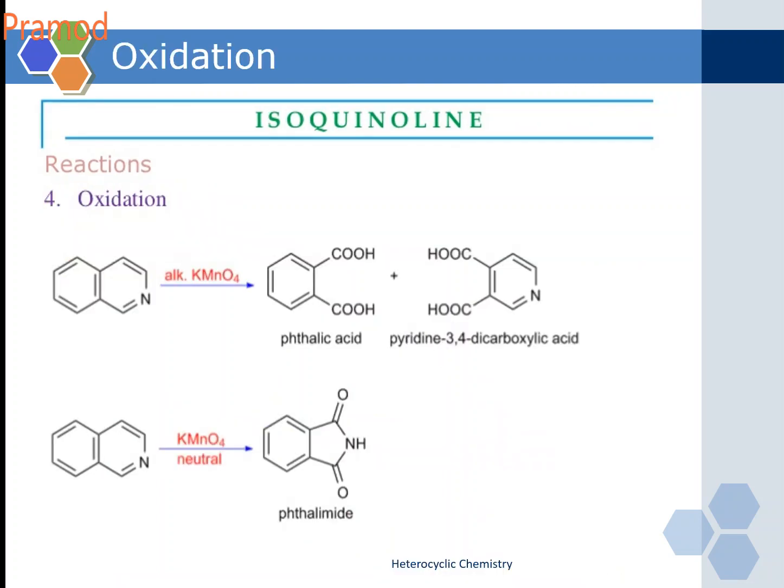Oxidation. In case of oxidation with KMnO4, you get phthalic acid and pyridine-3,4-dicarboxylic acid. Why is it called 3,4? Because the benzene ring gets removed to give you pyridine-3,4-dicarboxylic acid. And in case of neutral KMnO4, that is alkaline, it cyclizes to form a phthalimide. You get a phthalimide. So these are the oxidation products of isoquinoline.